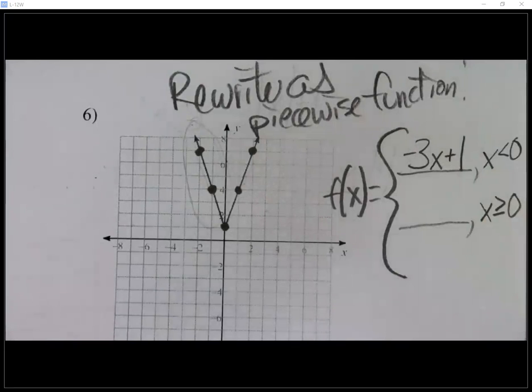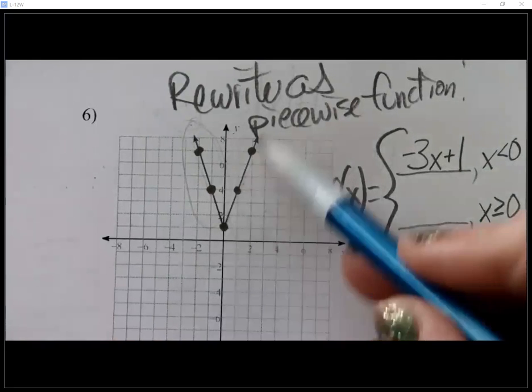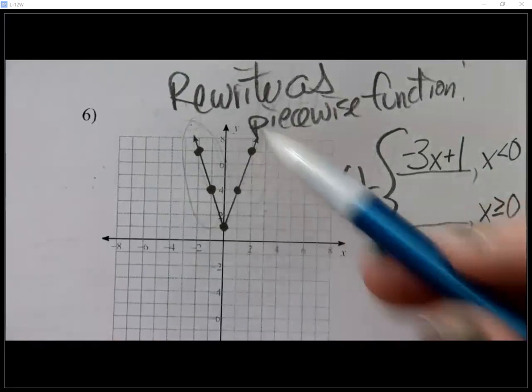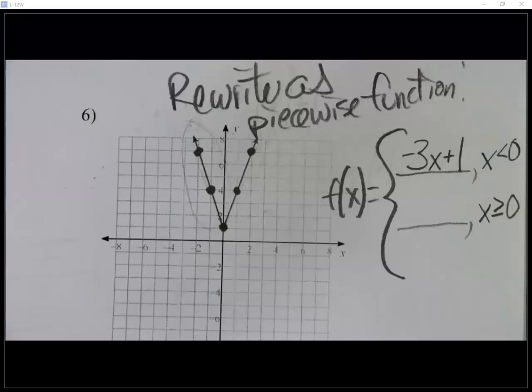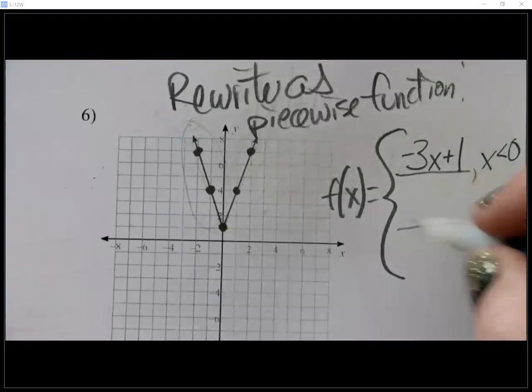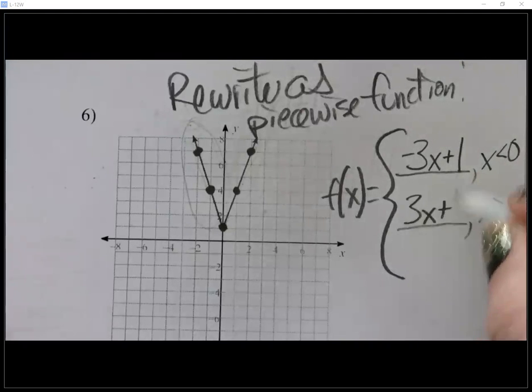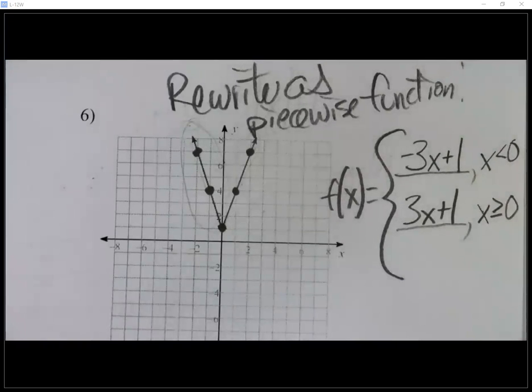Yes, okay. Then I do the same thing for this one. What's the equation of this line? Izzy, go ahead. Yes, +3x + 1. And there you have it. So there is rewriting an absolute value as a piecewise.